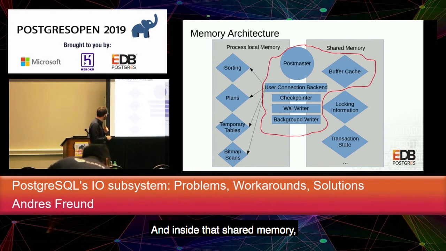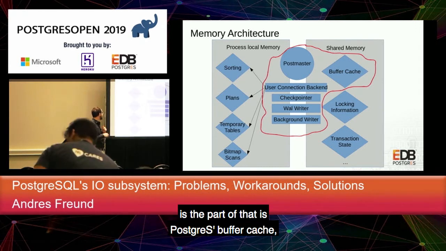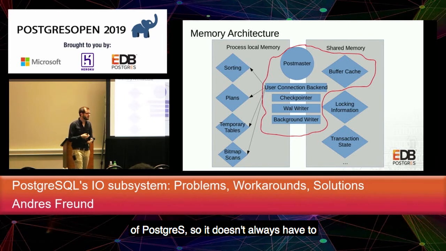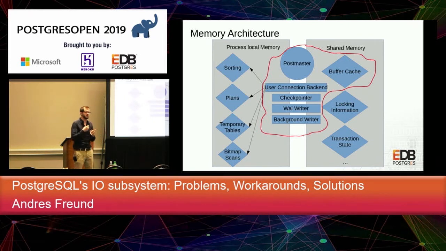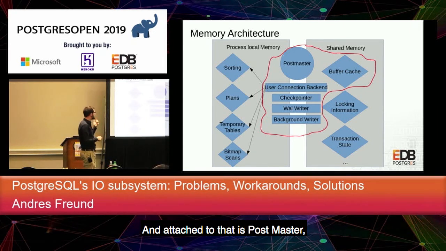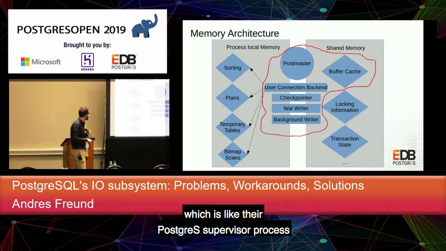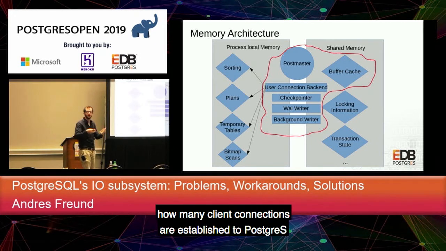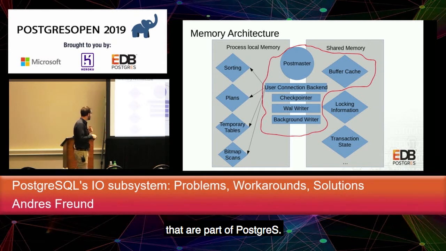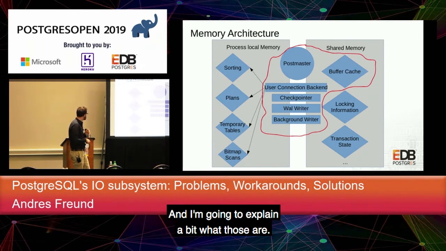Inside that shared memory is Postgres' buffer cache, which is basically a cache over the disk layout of Postgres, so it doesn't have to always hit disk. And that's also very crucial for correctness issues. Attached to that is the Postmaster, which is the Postgres supervisor process, then a lot of user connections, depending on how many client connections are established to Postgres, and then there's a number of background processes that are part of Postgres. I'm going to explain a bit what those are.